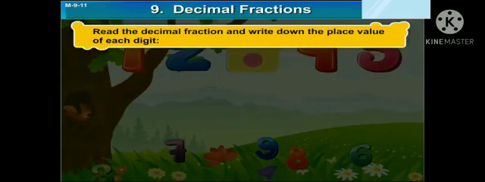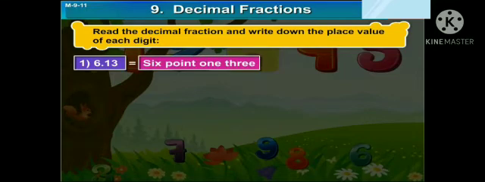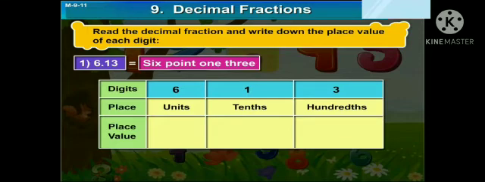Now, let us see our problem set 38. The first one: read the decimal fraction and write down the place value of each digit. The first one is what? 6.13. Now, how are we going to write it down? Let's see. The digits are 6, 1 and 3. Now, how are you going to read it? The place value of 6 is units, 1 is tenths and 3 is hundredths.